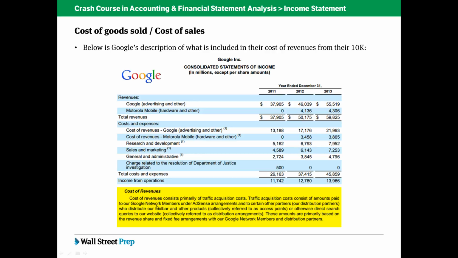And this is amounts paid to Google network members under their AdSense program. And so when you've got other websites running Google ads, Google collects the revenue and recognizes the revenue from those ads. But then, of course, the massive payouts that they have to make to the network, to the websites that are running the ads, that counts as cost of revenue.